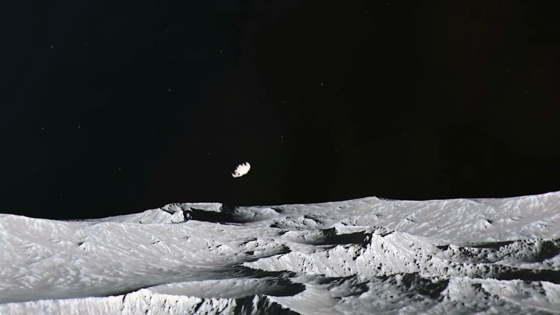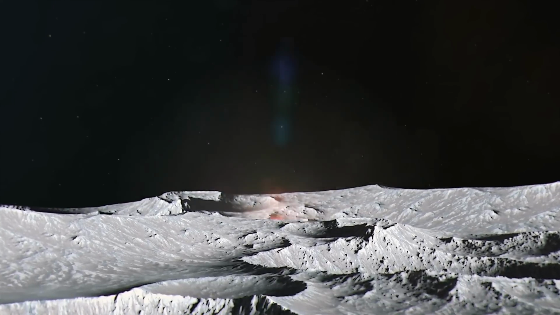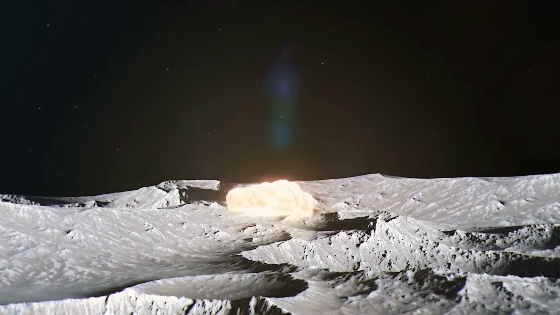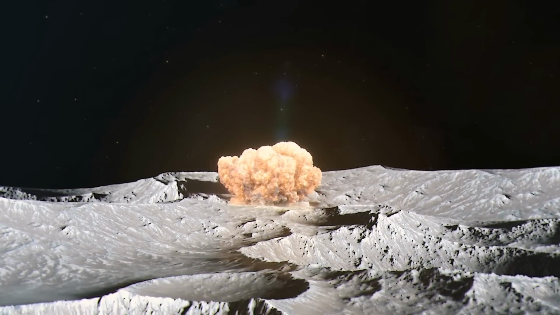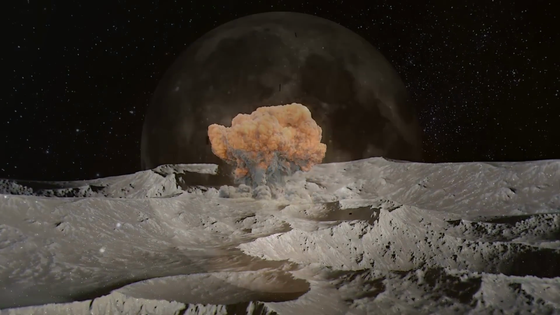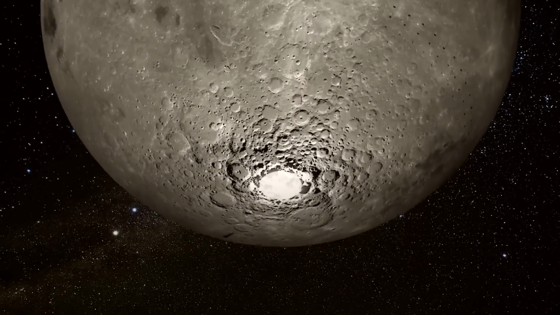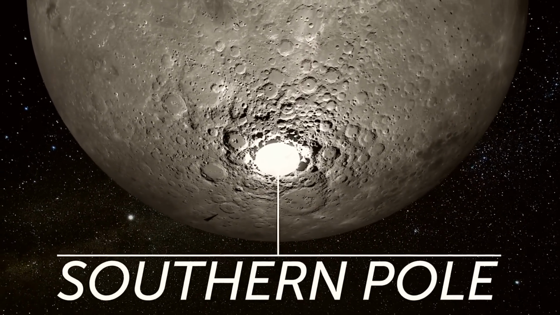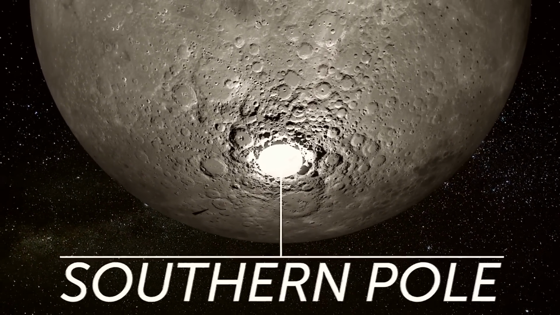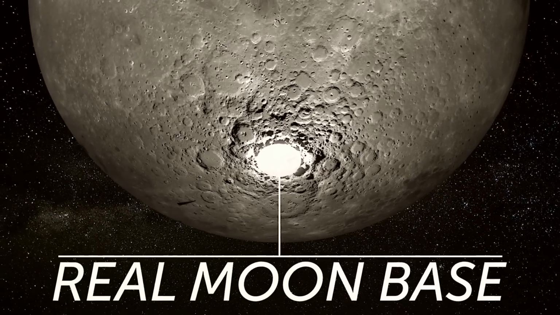Scientists think that the lunar ice might have journeyed here eons ago. Maybe it hitched a ride on water-rich asteroids that smacked into the moon's surface. All this has big implications for us. The southern pole is an ideal canvas for humanity to establish a real moon base.